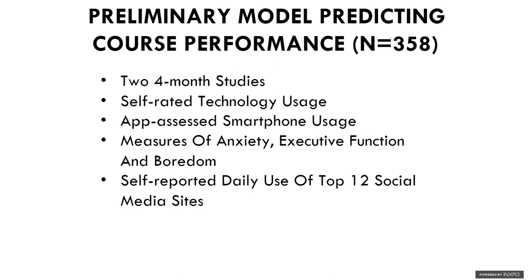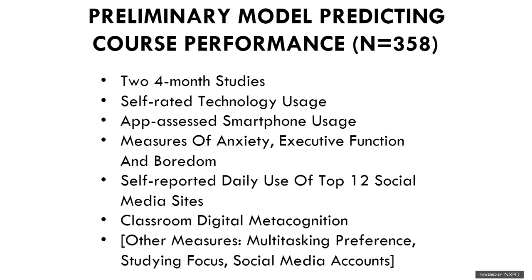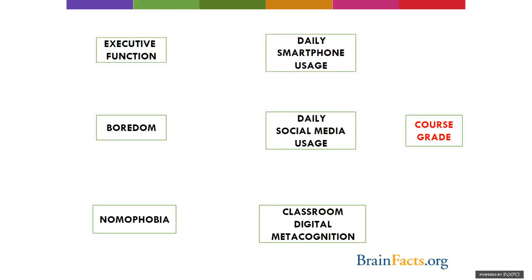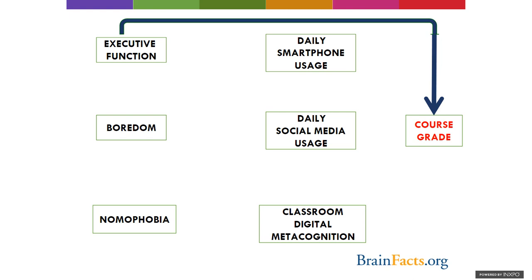variables. We had self-reported daily use of the top 12 social media sites, so we look at how much time they spend on social media. We had a measure called classroom digital metacognition, letting us know whether they knew what to do in the classroom. And then we had a couple other measures that turned out not to be so important, so I'm going to ignore them for now. So here's our model, and here's a couple interesting things that we find.